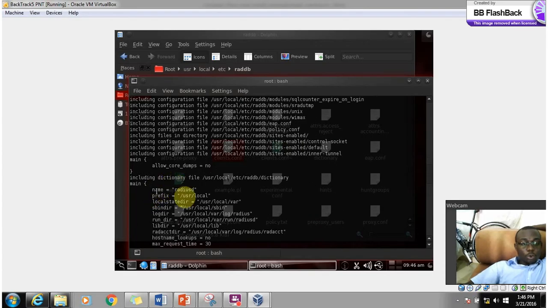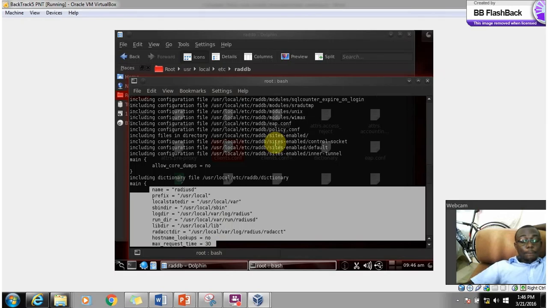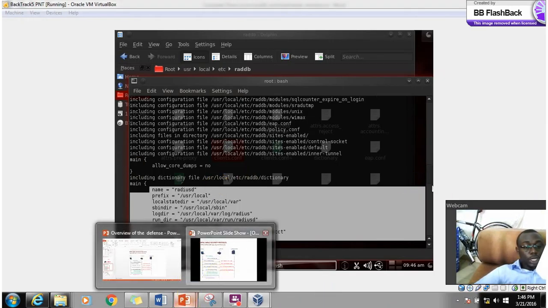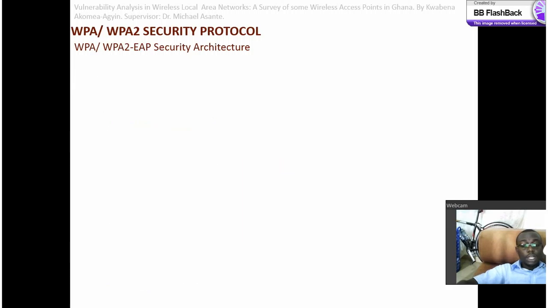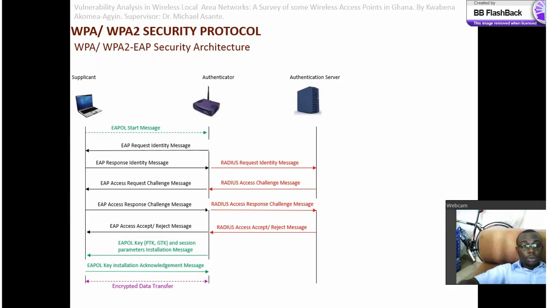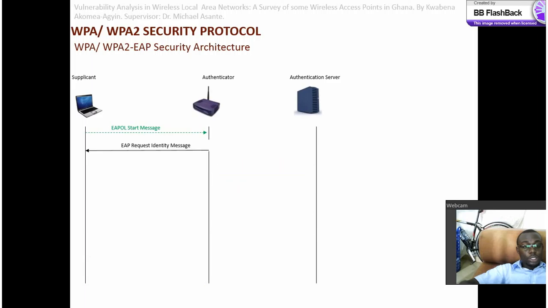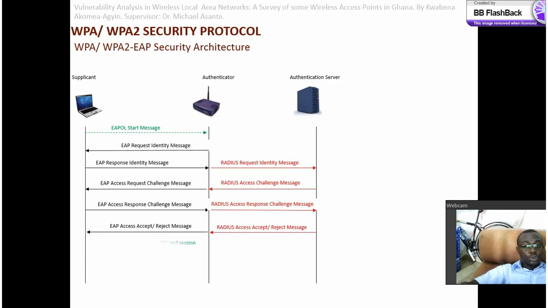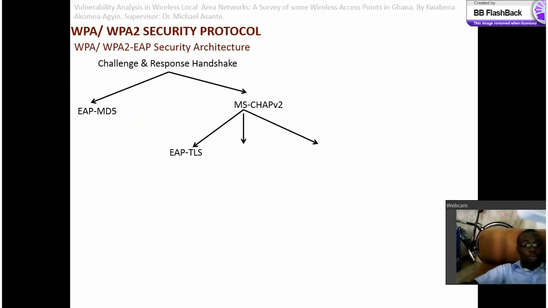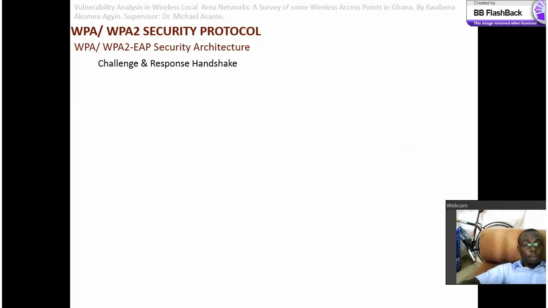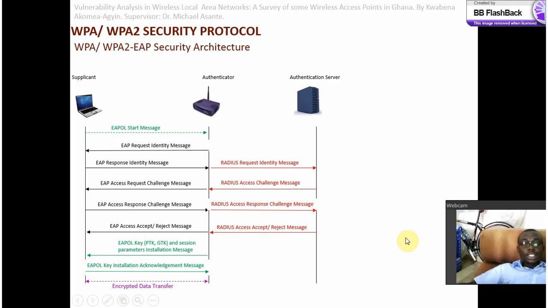Once the radius server is now set, we can go ahead and connect a client to this access point. The access point will then relay all the information which is happening to this radius server that we have actually set up within BackTrack. So my brothers, this is the cheapest way to set up an authentication server within your laptop, using BackTrack 5.